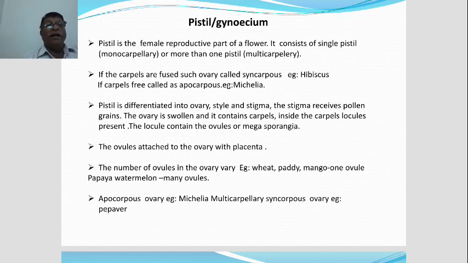Okay, next. If the ovary is multicarpellary, you imagine, the carpels are fused with one another. Such an ovary is called syncarpous. Syn means fused. Carpous means carpels. Carpels are fused. You can see hibiscus ovary. It consists of only 5 carpels.